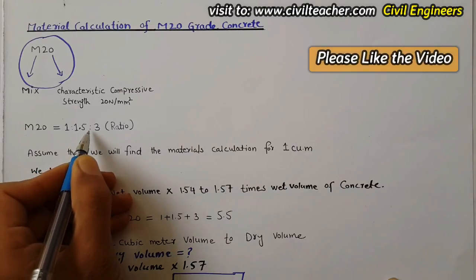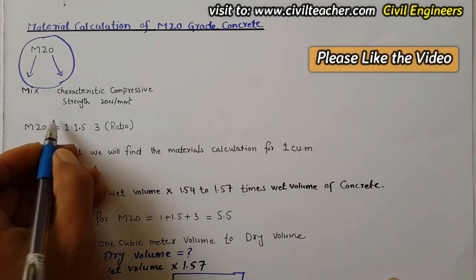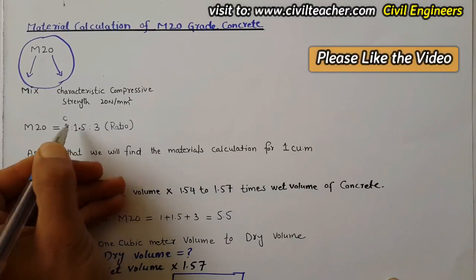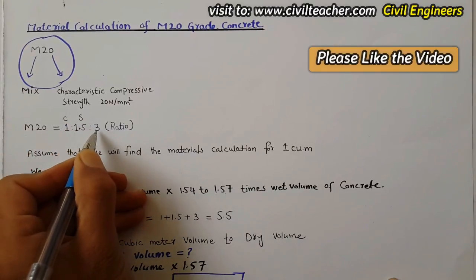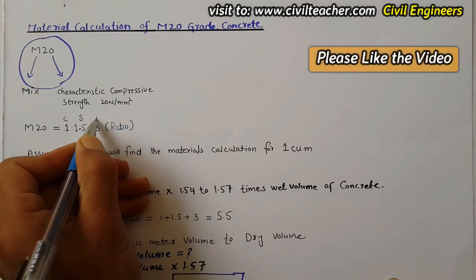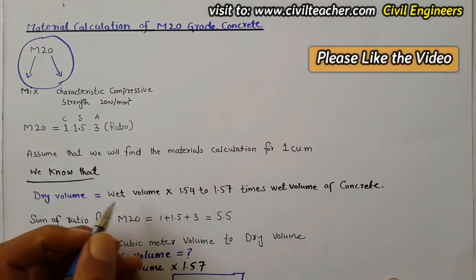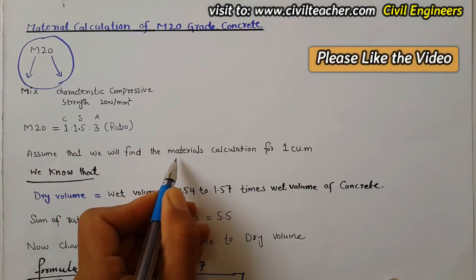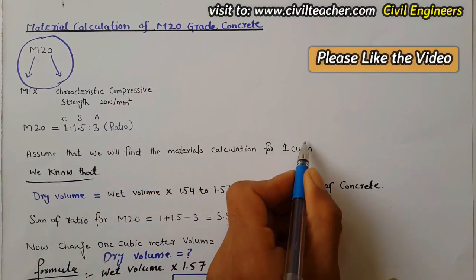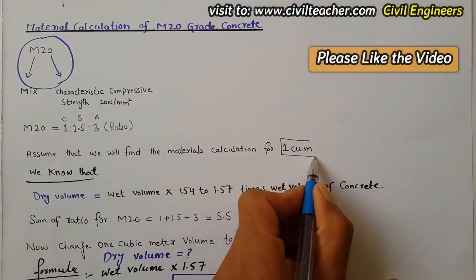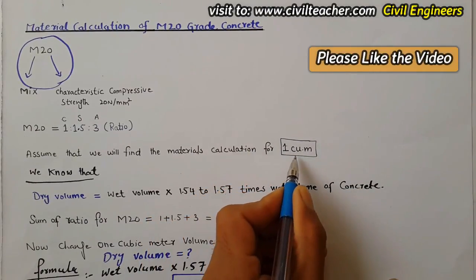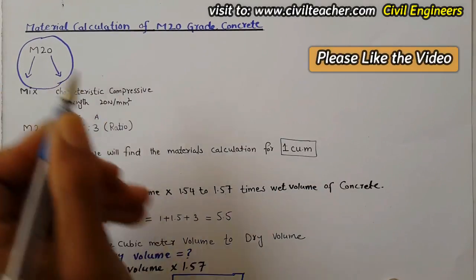Let's start. So we know that M20 is the grade of concrete whose ratio is 1 : 1.5 : 3. 1 is cement, 1.5 is sand and 3 is crush or aggregate. So this is the ratio. Now assume that we will find the materials calculation for 1 cubic meter. Suppose I have to find out the material in 1 cubic meter for M20 grade of concrete.